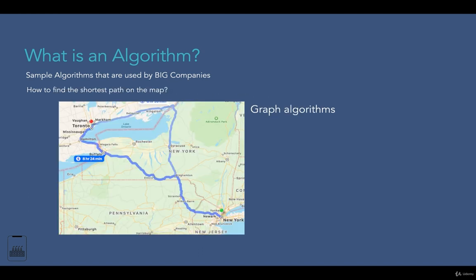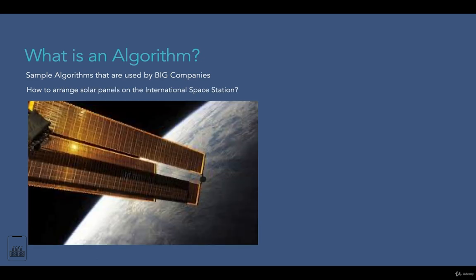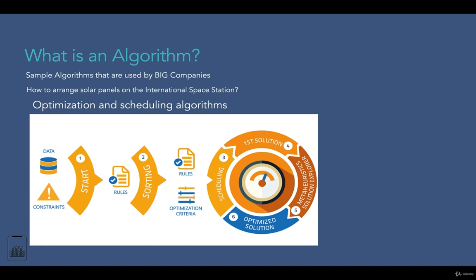Or you might be interested in which algorithm is used to find the shortest path on a map. Graph algorithms are used in Google, Apple or Microsoft Maps to find the shortest path between 2 locations. Algorithms are used in space exploration as well. Optimization and scheduling algorithms are used by NASA to arrange solar panels on the International Space Station. So getting deep knowledge about existing algorithms and applying the right one can make our programs faster.